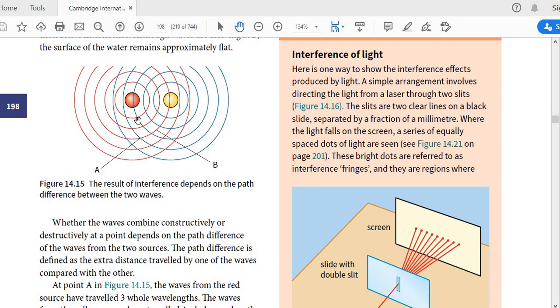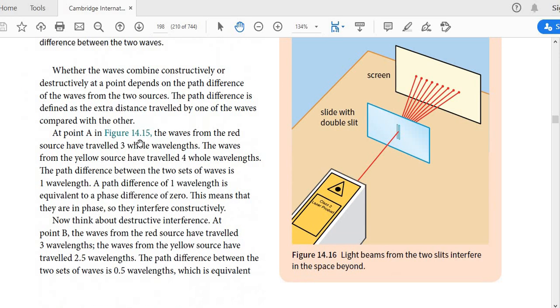Let's check that. So 1, 2, 3 at A. And this one, 1, 2, 3, 4 wavelengths. So here, 3 waves and 4 waves come together. The 3 wavelengths and exactly 4 wavelengths, so then you will have constructive interference, because crest and crest meet. So the path difference is 1 wavelength.